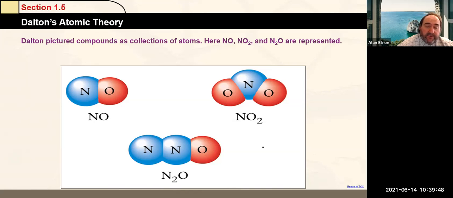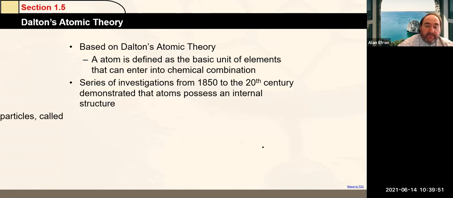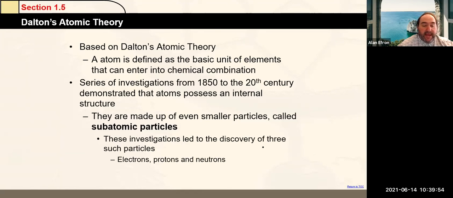So Dalton's theory was really good. It was a nice building block of understanding the atom and so forth. Based on Dalton's atomic theory, the atom is defined as the basic unit of an element that could come into chemical combination. There were a lot of experiments that were done leading up to some major breakthroughs, or experiments that helped us understand the atom and how it's put together. And that's what we're going to talk about now: the discovery of the major parts of an atom.